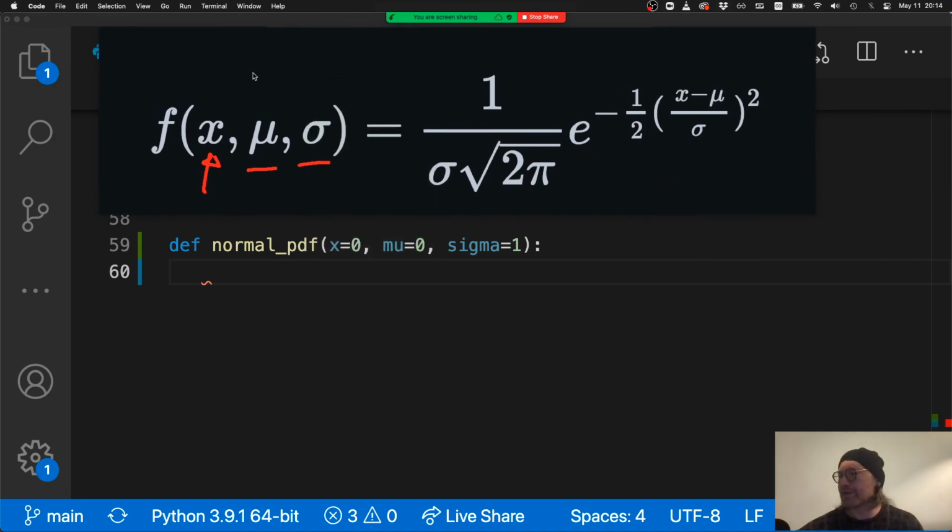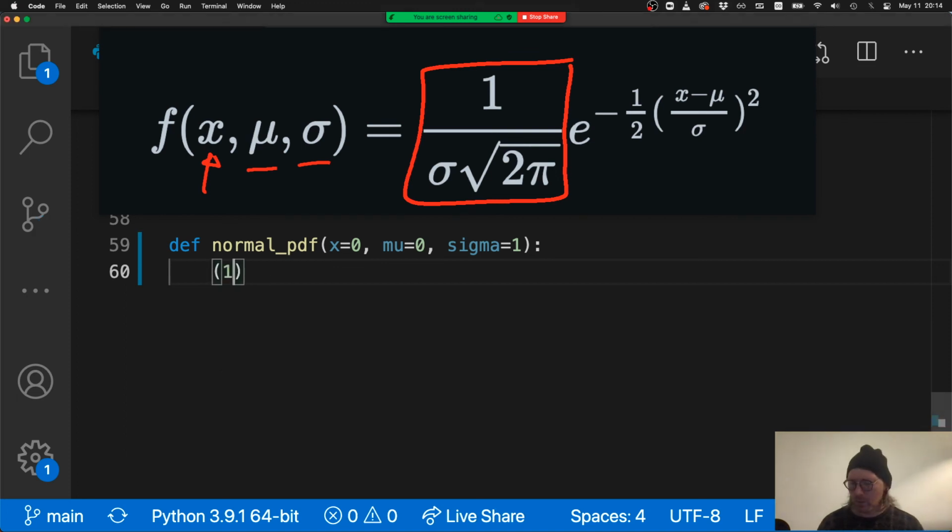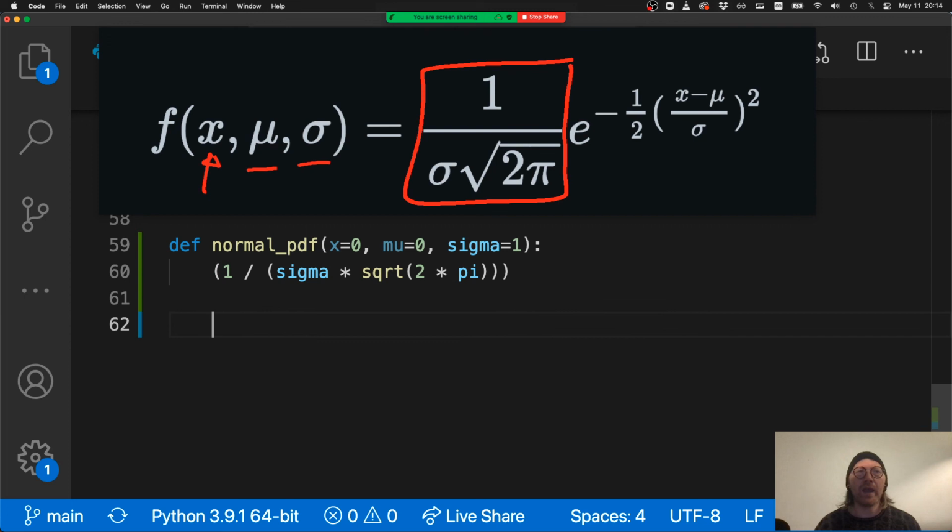So we'll start with this chunk right here. This is going to be 1 divided by that sigma, and I'm just going to wrap as many things in parentheses as I feel like: the sigma times the square root of 2 times pi. Okay, so that's our first chunk, and I'm just going to separate this out into a second chunk.